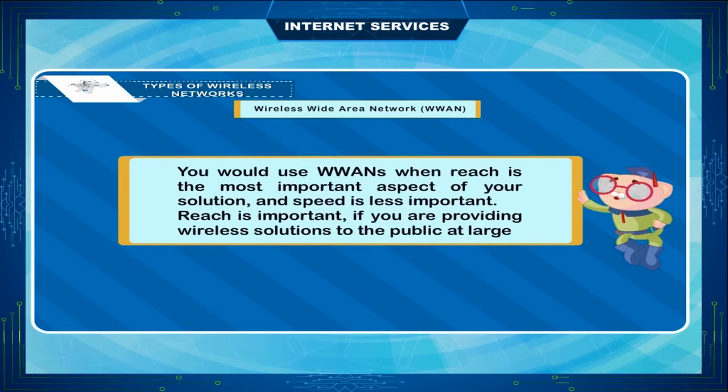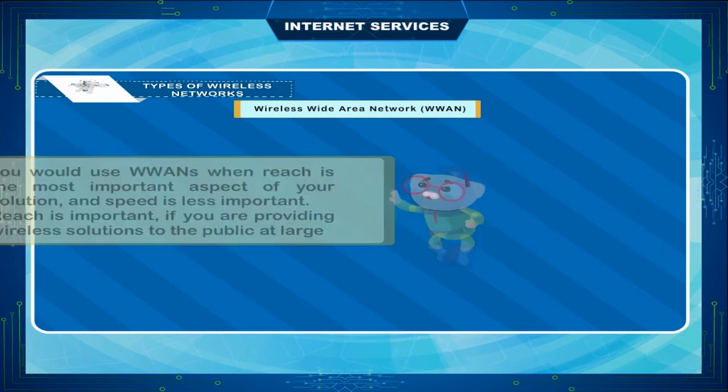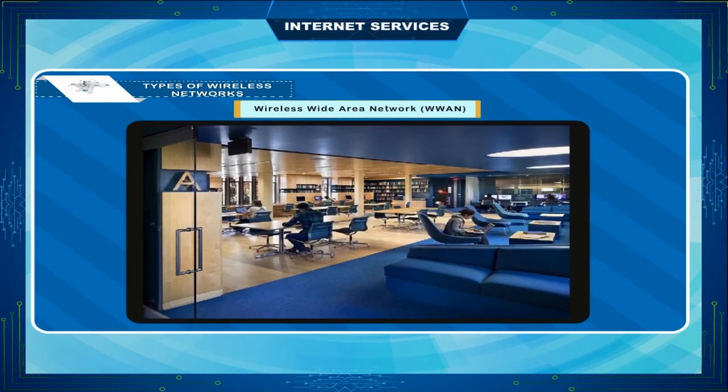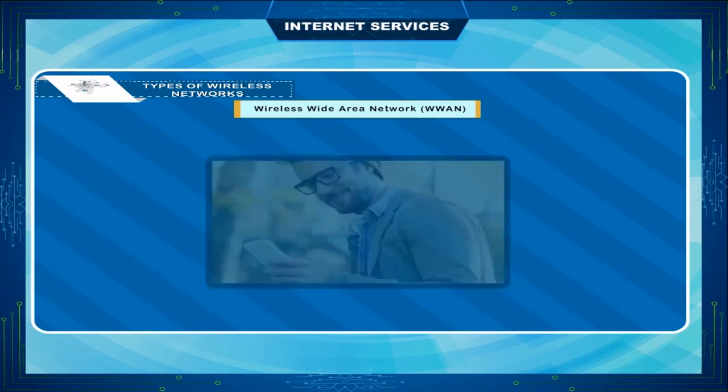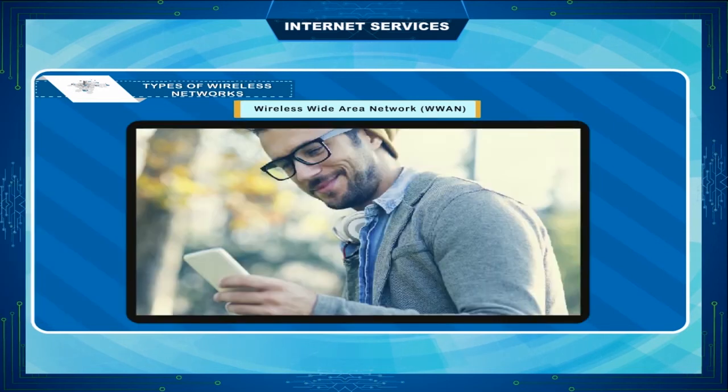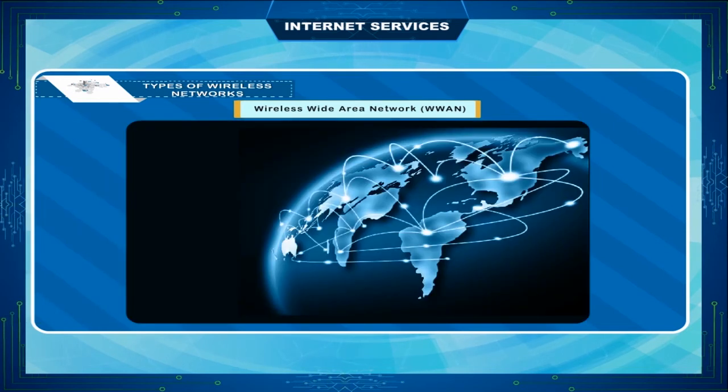You would use WWANs when reach is the most important aspect of your solution and speed is less important. Reach is important if you are providing wireless solutions to the public at large. For example, a company wants to give its employees wireless access to its corporate data, whether they are in the office, across town, out of town, or in some cases in other countries.